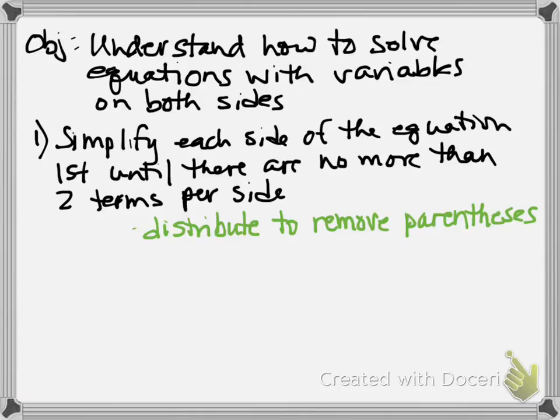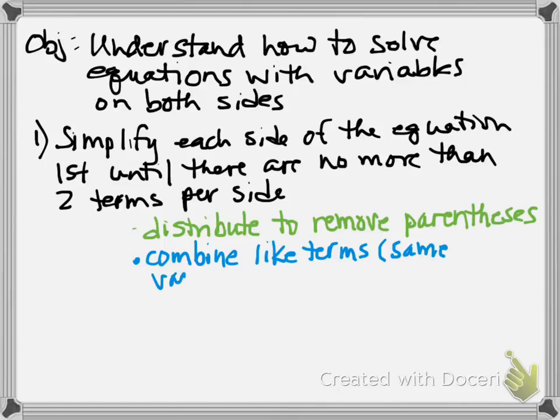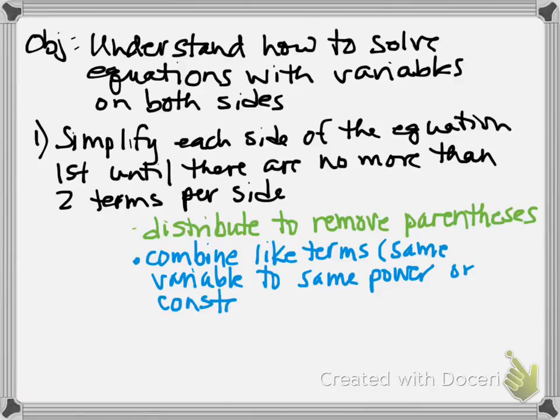What was the other major thing that would give us more than 2 terms per side? What was the other thing that you saw happen in your equations from homework that you've been working on for a week? Oh my goodness, folks. We wrote this already in your other notes on 2-step equations. You might want to go back and look at that. The other thing we might have to do is combine like terms. Like terms are the same variable to the same power. Right now, we've just been seeing equations where the power is just 1, so we just have x's or y's. Or it could be constants, and remember, constants are just numbers, no variables attached.